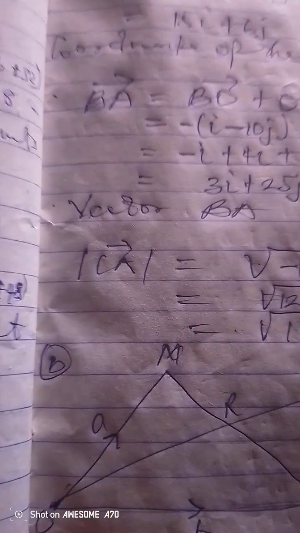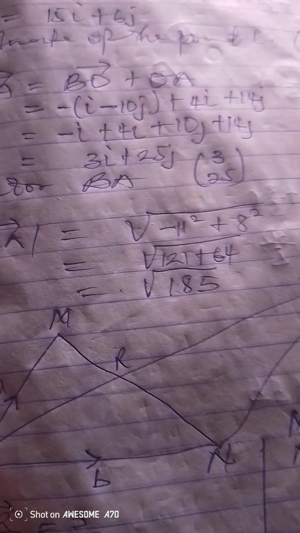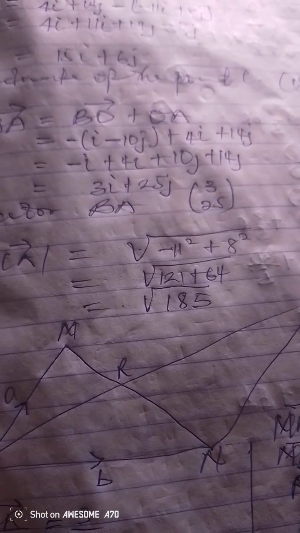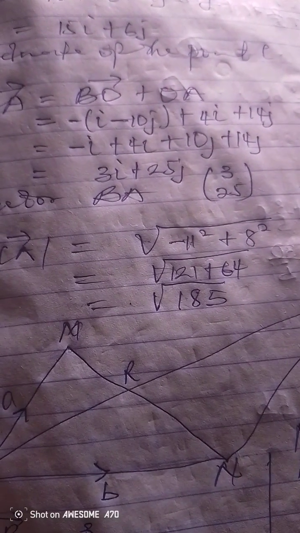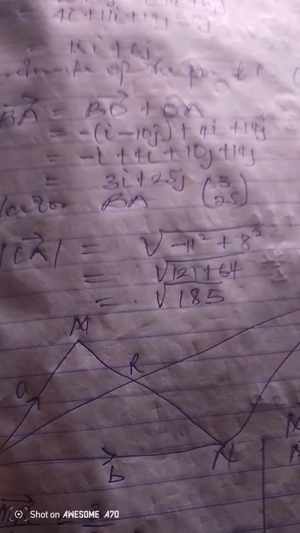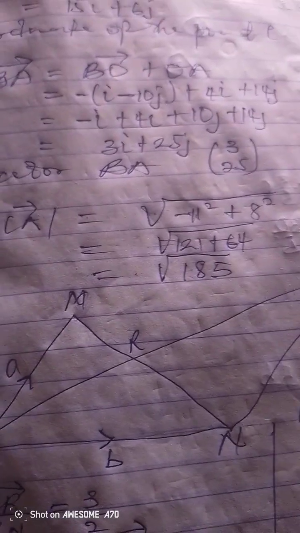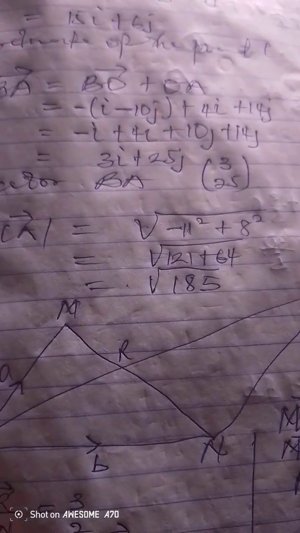Then the magnitude of vector CA is given as the square root of minus 11 squared plus 8 squared, which is the square root of 121 plus 64, which is the square root of 185. Okay, that ends the first part of that question. Let's look at the second part of the question involving the diagram.